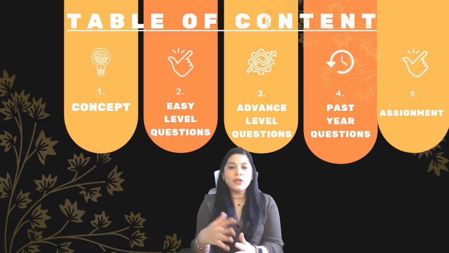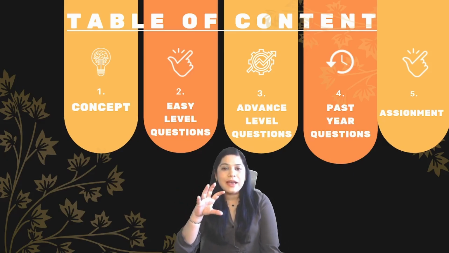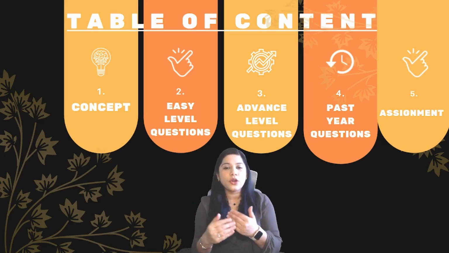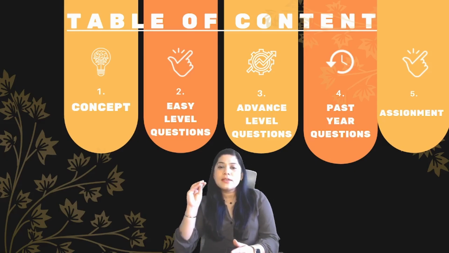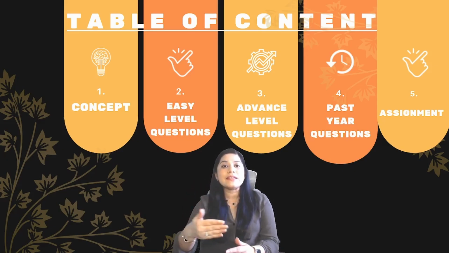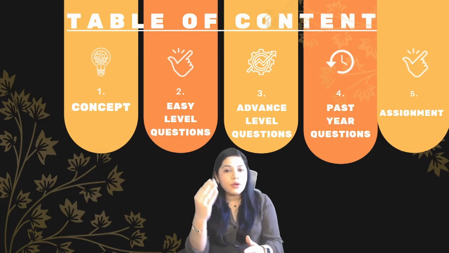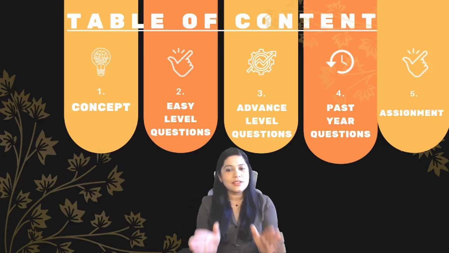Now what are we going to do today? We are going to do 5 things. First, I'm going to teach you the concept, how exactly you should approach these kinds of questions. After that, we'll start solving some easy level questions so you are able to incorporate the concept and strategies I tell you. Then some advanced level questions and some past year question papers, so that when you solve para-completion questions in the exam in November, you know how exactly you should think, what your thought process should be, how you should read, and how you should do the process of elimination.